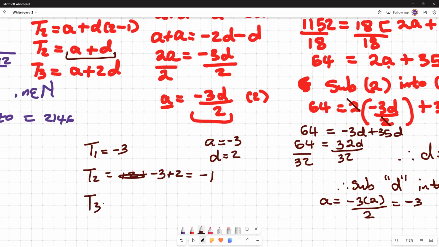Then the third term was a plus 2d. So it's going to be minus 3 plus 2 times 2, which is positive 1. And that is true. We know that the second term and the third term, when they're added together, they must give you 0. Negative 1 plus 1 gives you 0. So you know you are fine.